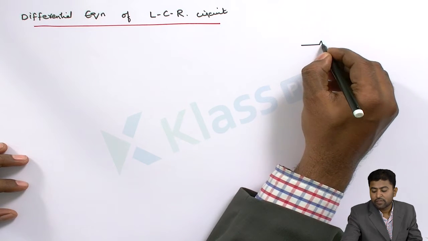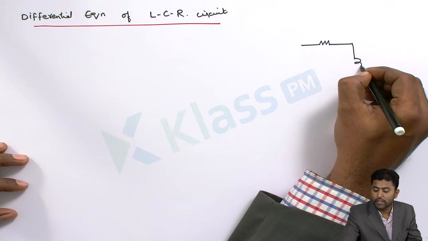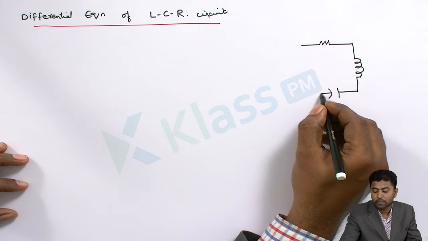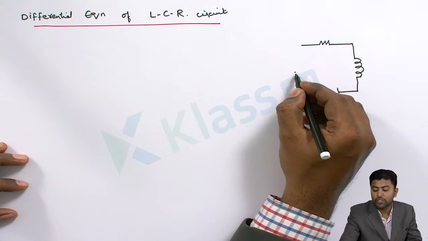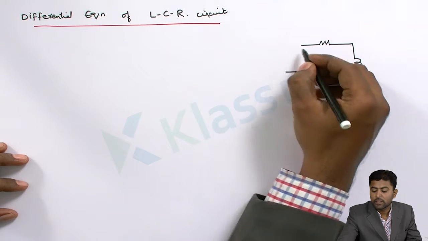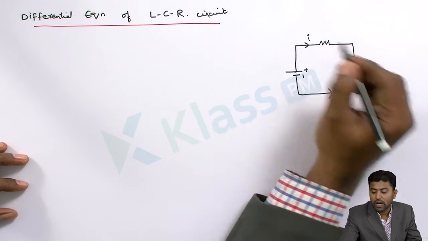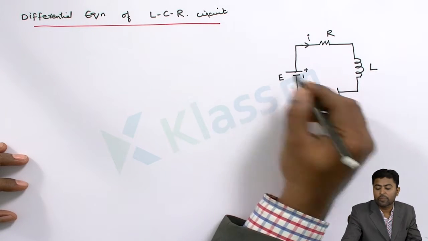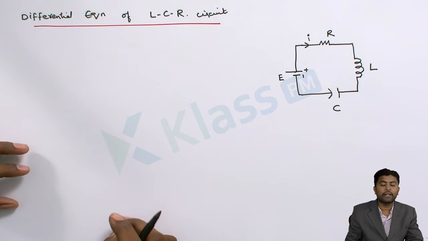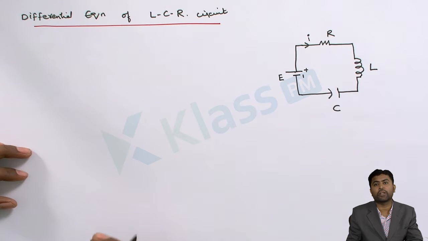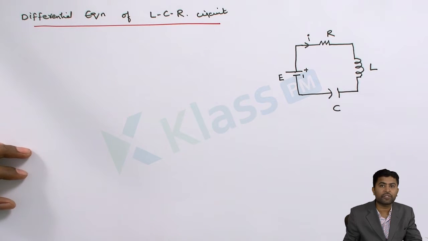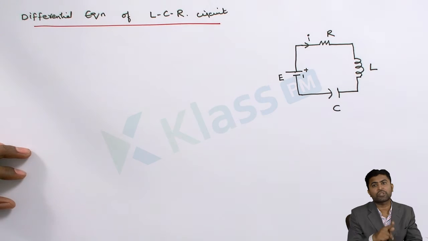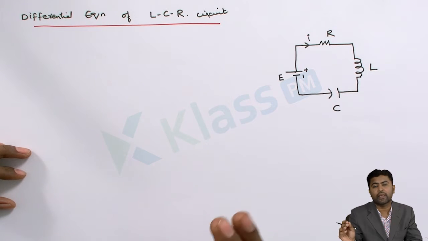We can draw this first with the resistance, then the inductance, then the capacitance, then the voltage source minus plus, then the flow of current I. So this is denoted with R, this with L, this with C, and this with E. Here the resistance, inductance and capacitance are connected in series with the voltage source E. Then by Kirchhoff's law, the sum of the voltage drops around a closed circuit is equal to the electromotive force in that circuit.